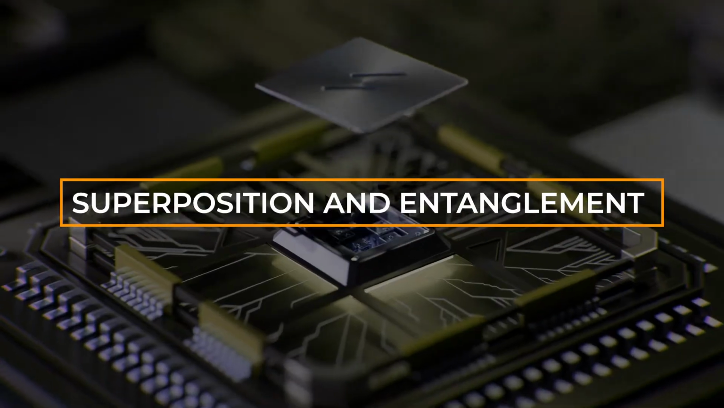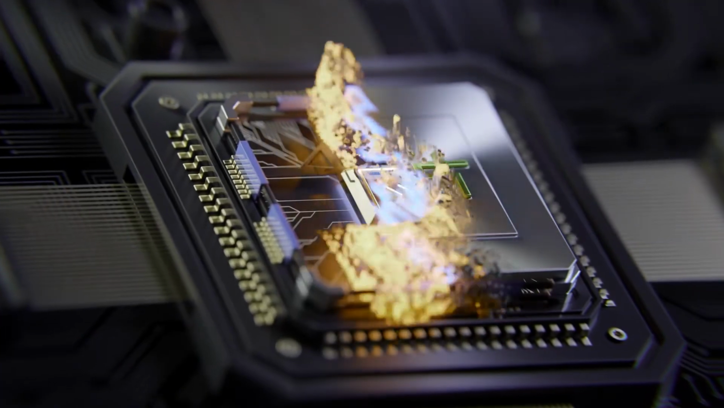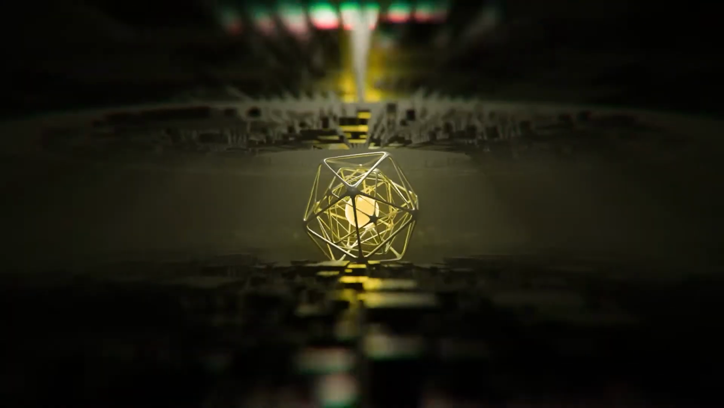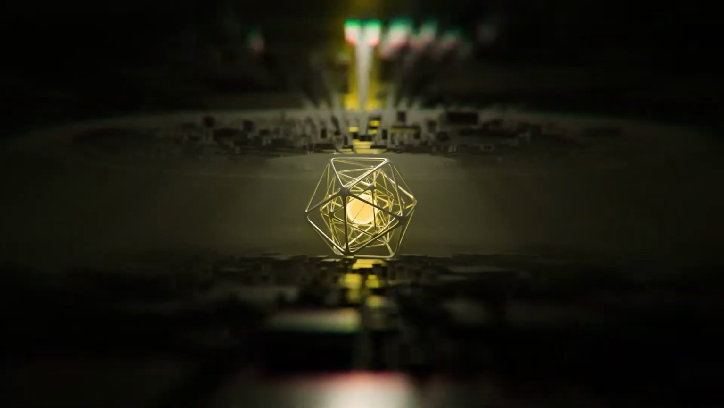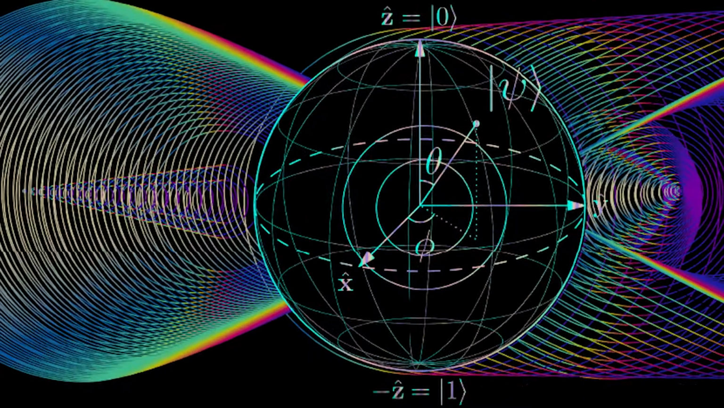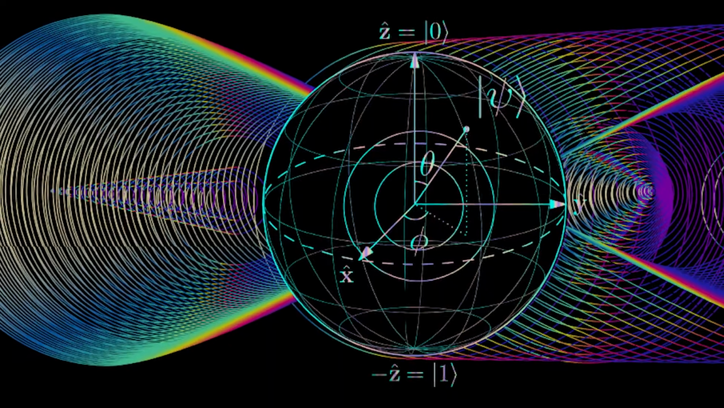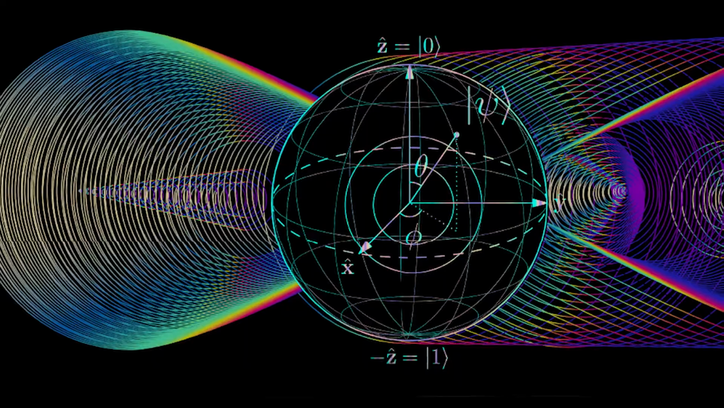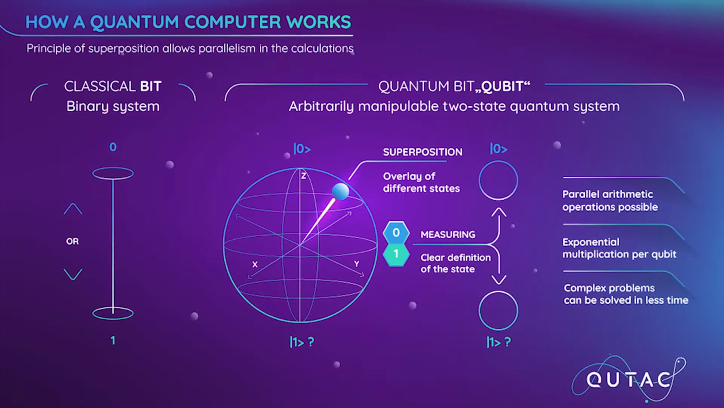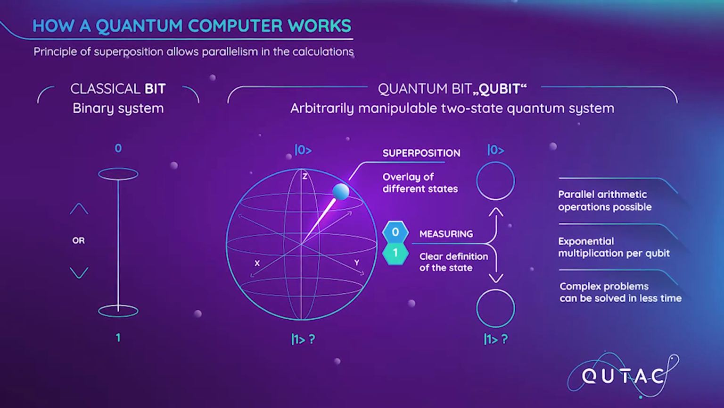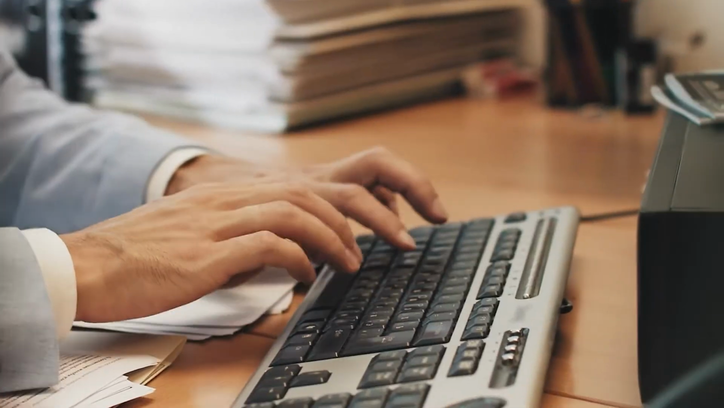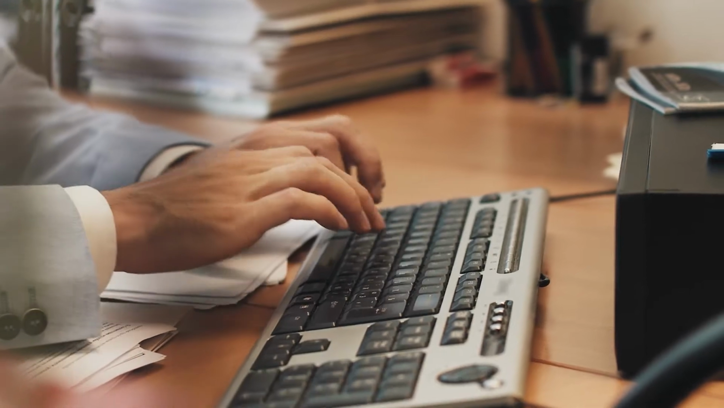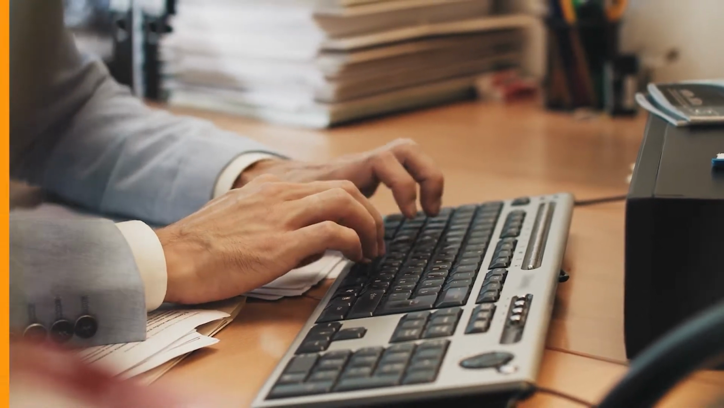Superposition and entanglement. One of the key features of quantum computing is superposition, where a quantum bit, or qubit, can exist in multiple states simultaneously. Unlike classical bits, which are either in a state of 0 or 1, qubits can be in both states at the same time. This allows quantum computers to perform a multitude of calculations in parallel, vastly accelerating problem solving and surpassing the capabilities of classical computers.